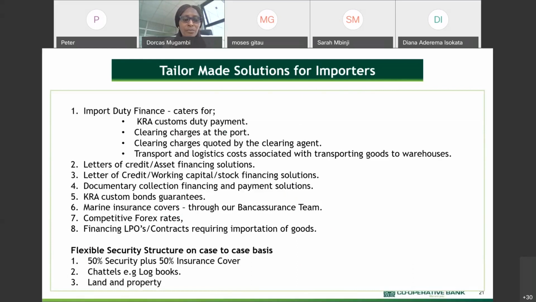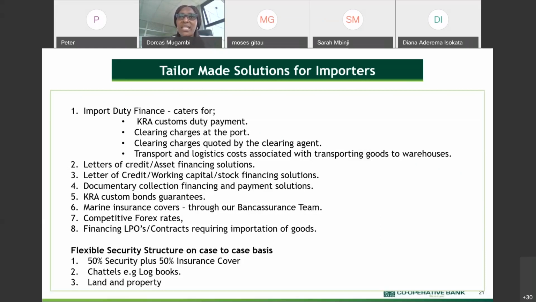Secondly, it's important to realize that there's collateral security that is required. And what we do in such cases, because we realize collateral is a big challenge, we have partnered with various organizations to ensure that we can cover you up to a certain level where you go beyond your MSME package.